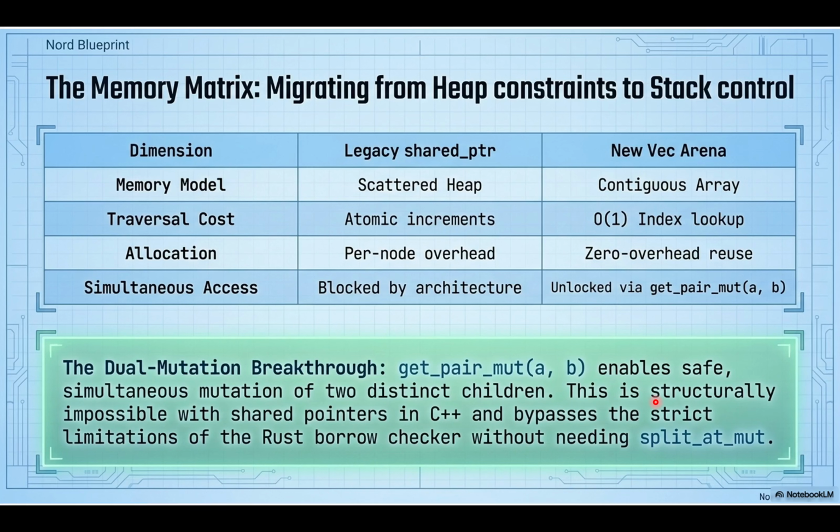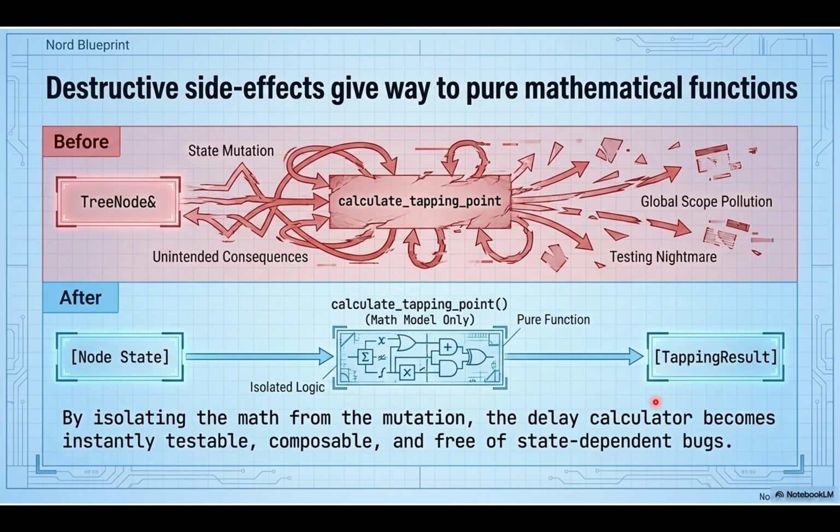Exactly. But fixing the memory layout is really only half the battle here. Because once you speed up how fast you can fetch the data, you inevitably expose the flaws in the actual math being done on that data. That's right. The bottleneck shifts from memory access to the computation itself. So now that we have this lightning fast access to our tree of wires, we have to efficiently calculate the tapping points. Right, the tapping point, which is the exact physical spot on a microchip where 2 branches of wires merge together into one. Exactly.